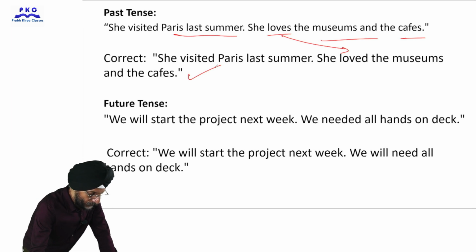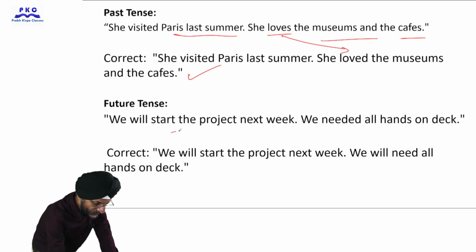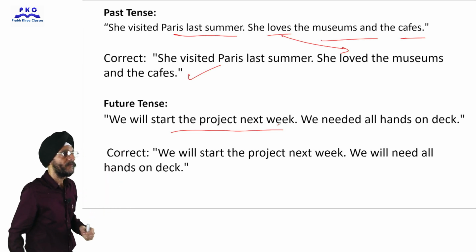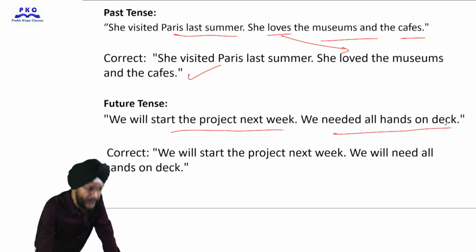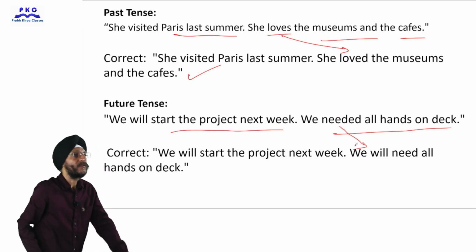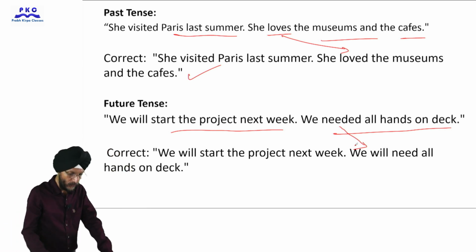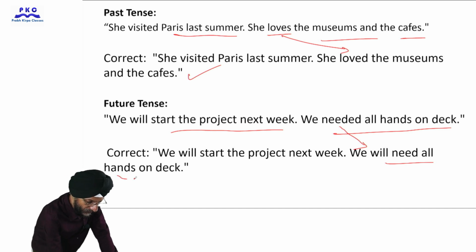Next, future tense. We will start the project next week. Here we are talking about future. We needed all hands on deck. Here, needed shows past, but here we are talking in future, writing in future. So we will need all hands on deck.